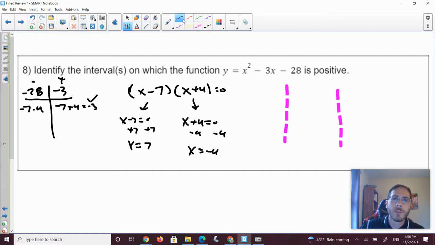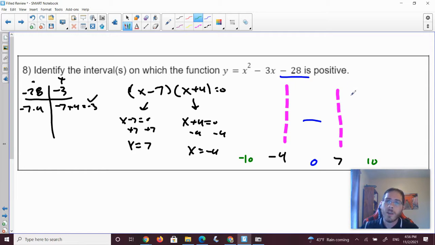The lower of the two numbers is negative 4. The higher is 7. So I need to find numbers in each region. Well, the first one, the easy one, is 0, because 0 is between negative 4 and 7, and it's always the y-intercept. So it's negative, because negative 28 is the answer for that one. Next, I got to pick numbers on either side. Again, I like to pick 10 and negative 10, so I'm just going to go with those because those do work.